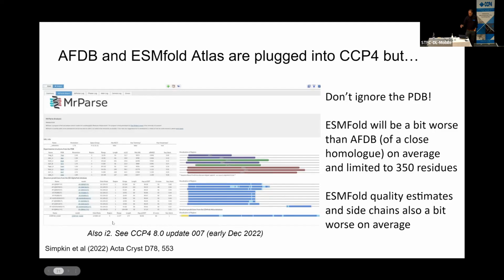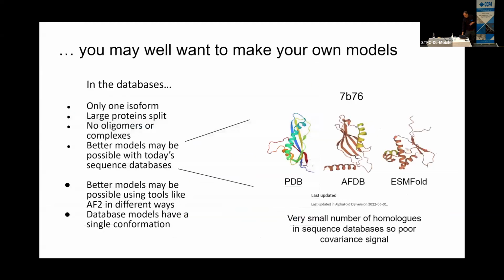How to choose between those? Well, it depends on how good the match is in the PDB. If you've got a good match in the PDB, you don't want to forget about that. You have the color coding of the hits in the AlphaFold database and the ESM fold model according to predicted quality. And you try enough until you make it work. Just be aware, and we've seen this from CASP, that the ESM fold models will be less good, including in terms of their side chain and quality estimates.